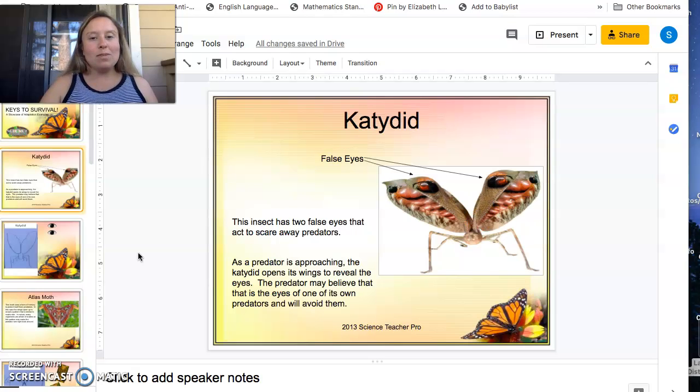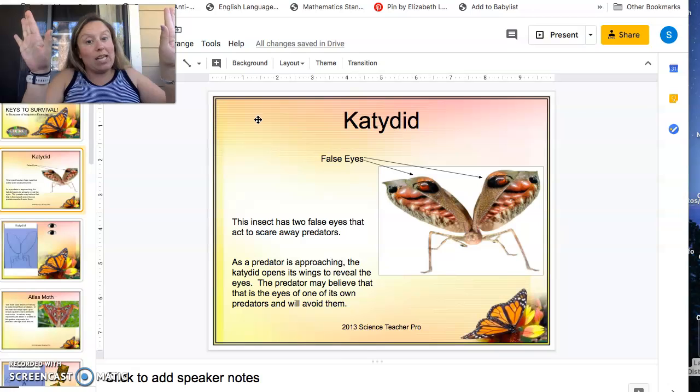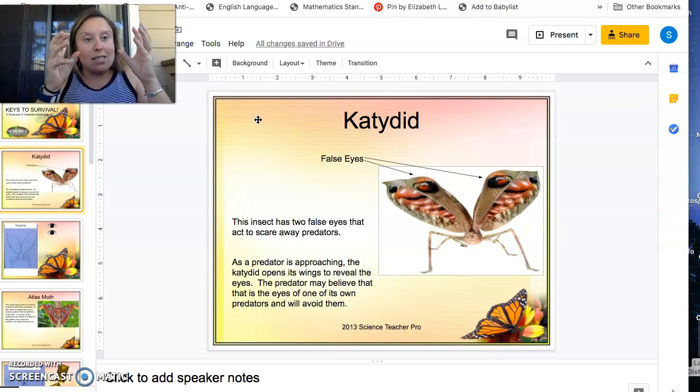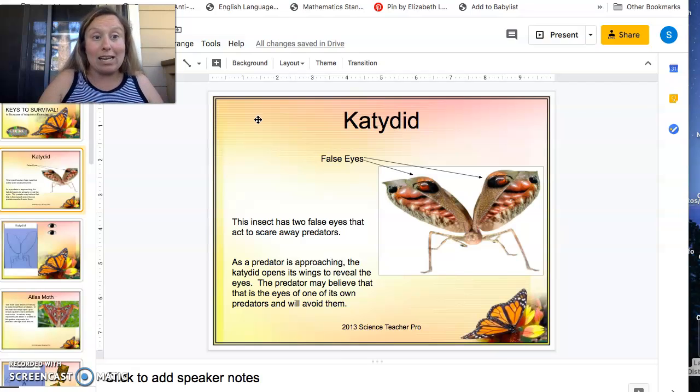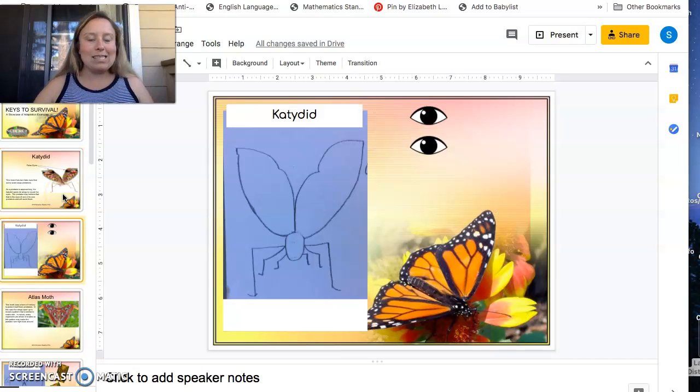Our first animal is the katydid. This insect has two false eyes. See them? That act to scare away predators. As a predator is approaching, the katydid opens its wings to reveal the eyes. Notice how much bigger they are than the katydid's own eyes. The predator may believe that it is the eyes of one of their own predators and will therefore avoid eating the katydid.